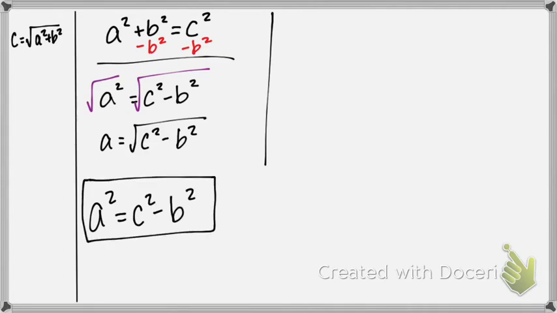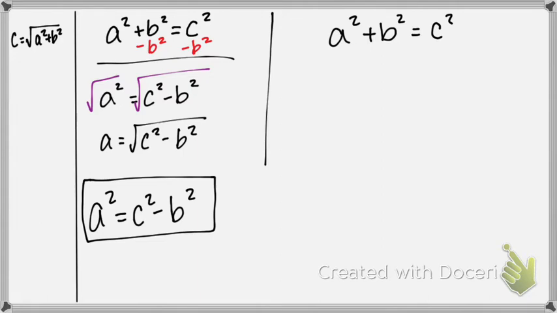The next one, let's talk about if we want to get B by itself. I know that with A and B, it doesn't really matter which one you have as the legs. So if you're okay with A squared equals C squared minus B squared, that's okay with me, because that means you understand that A and B are both legs and it doesn't matter which one you use. Let's say you still want to find what B is, and you don't want to put it as A.